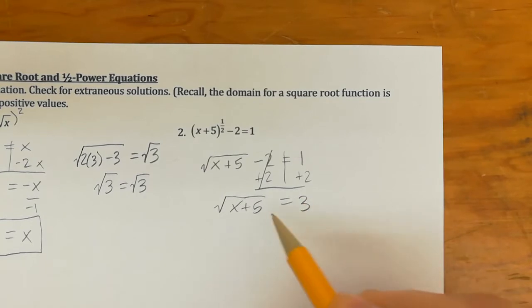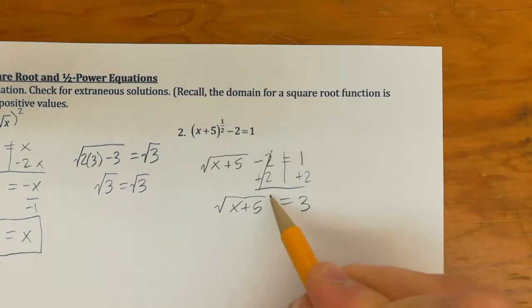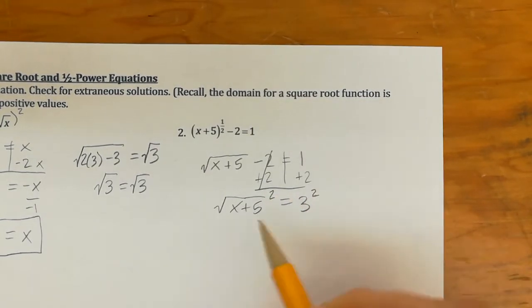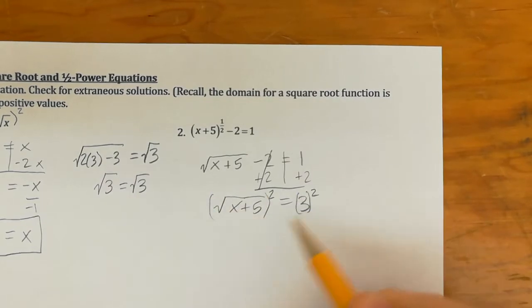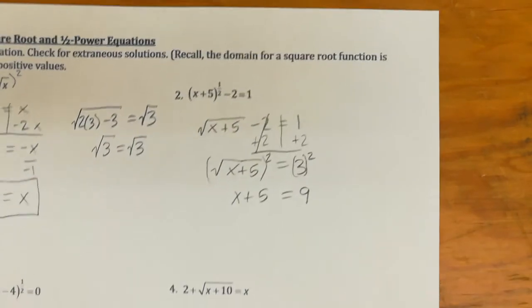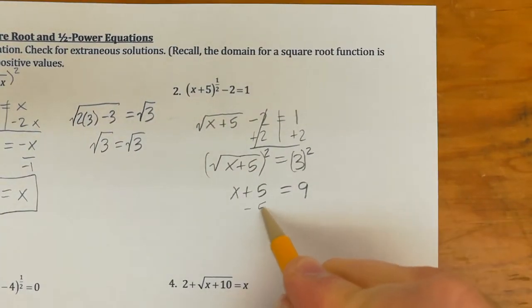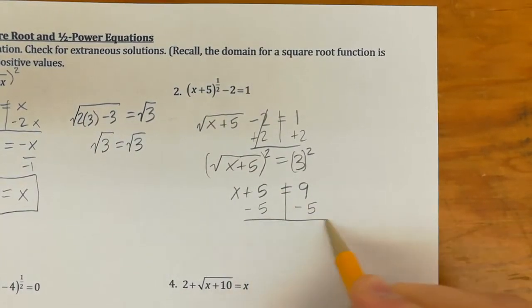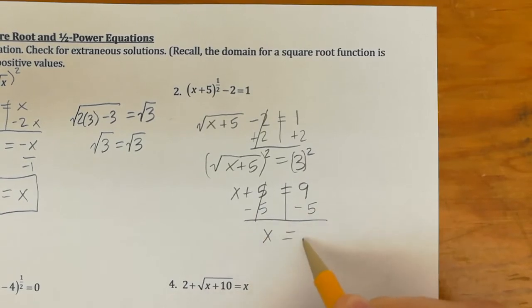And so you get square root of x plus 5 equals 3. Now we go ahead and square both sides. And so we'll get x plus 5 equals 9. And yeah, now we just have a linear equation. We get x by itself. And so we get x equals 4.